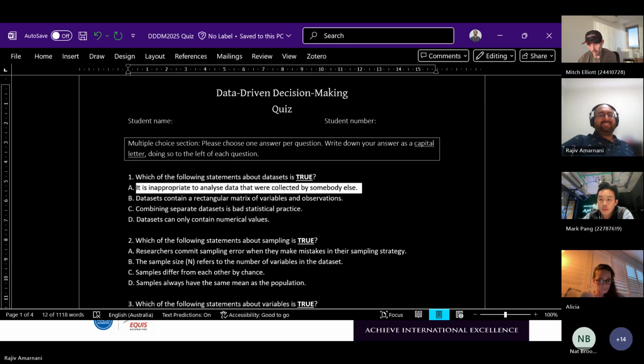Oh, I think it is appropriate. Yeah, it's fine. This is secondary data. Like, it's fine to work with other people's data, and we call that secondary data. It's not always perfect, but it's fine.